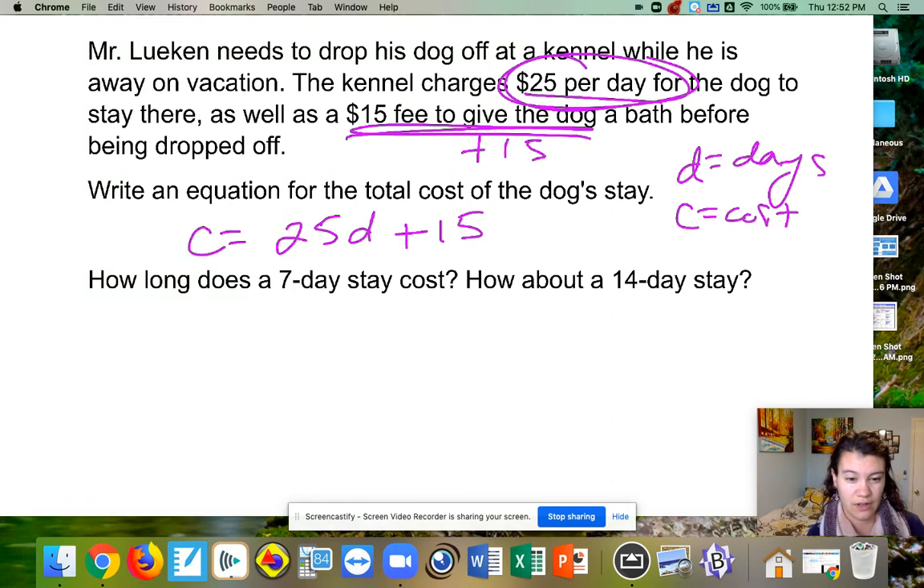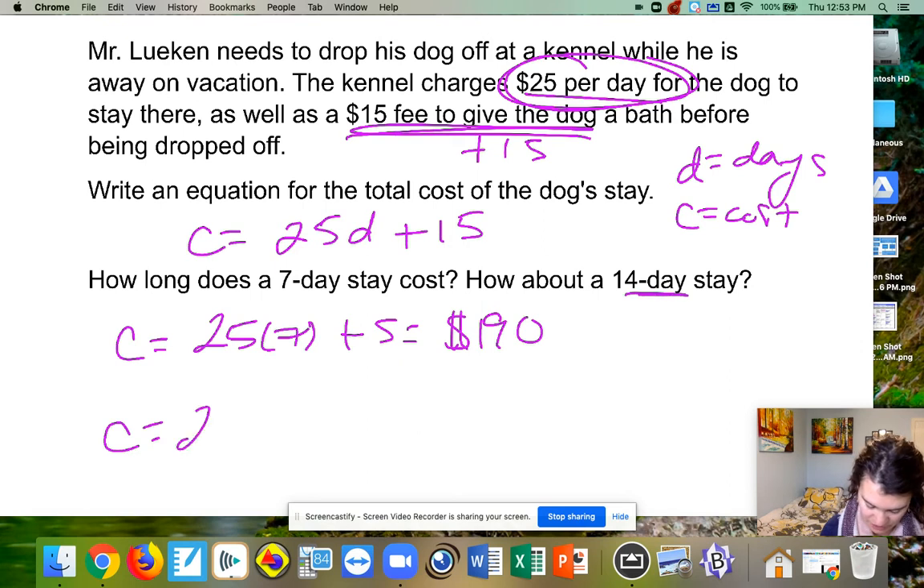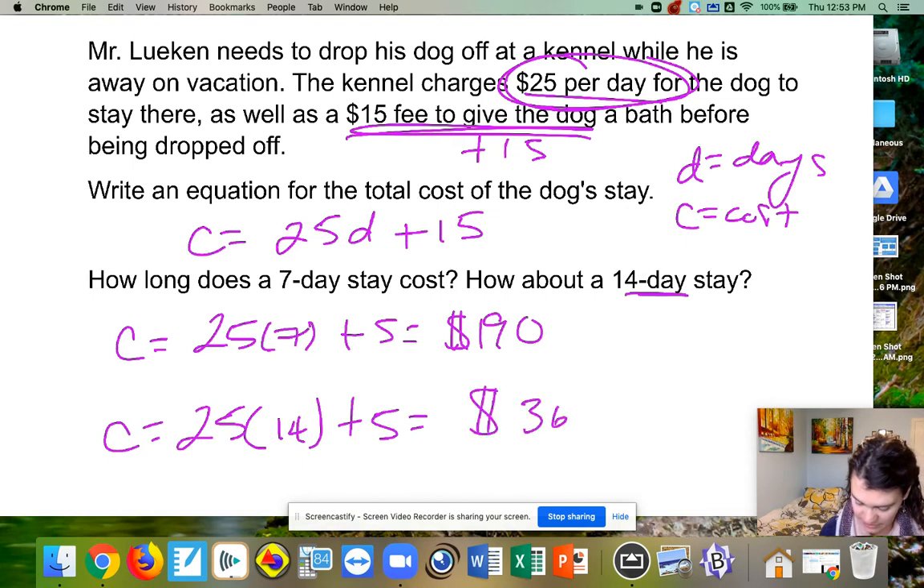So if Mr. Lucan's going to be gone for 7 days, how much does it cost? Well, we can plug in 7. So 25 times 7 plus 5, and that will equal 190. Then if we want to decide for 14 days, you just have to plug in 14, plus 5, and you'll get $365.